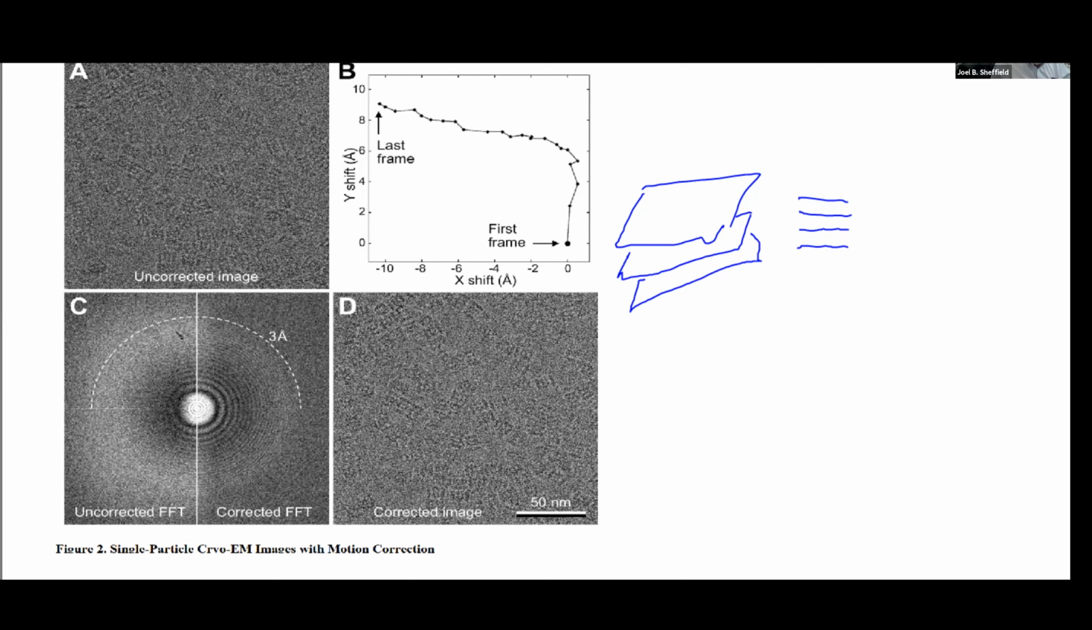So what they're showing here is that in the uncorrected image, there's a fair amount of blur, while once it's been corrected for motion, this image is now much more easily interpretable. I mean, you can see that there are lots of sections to it.